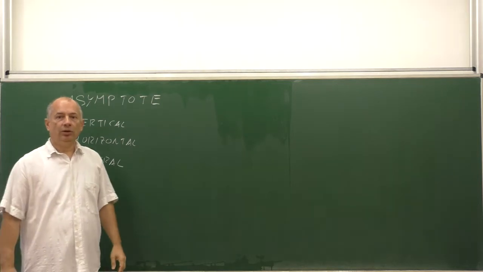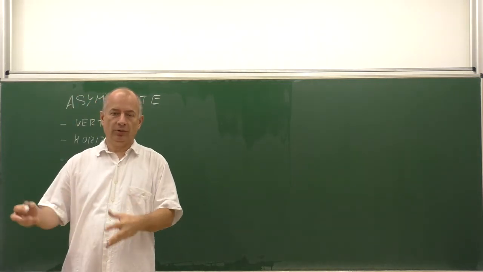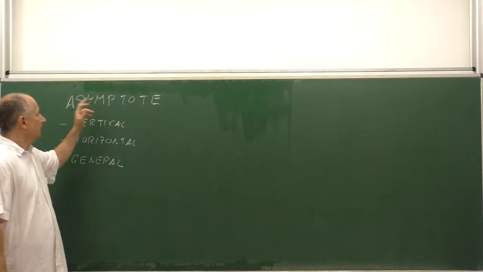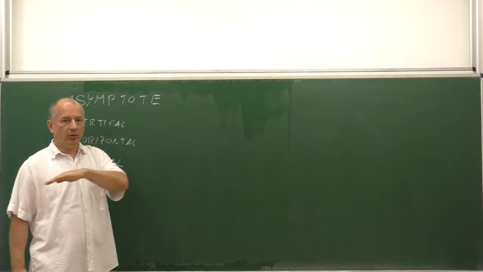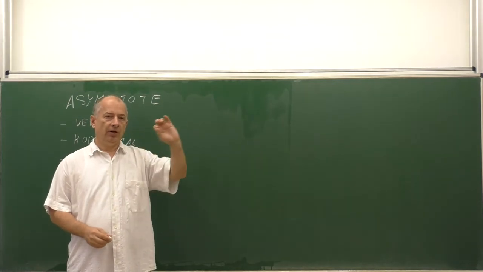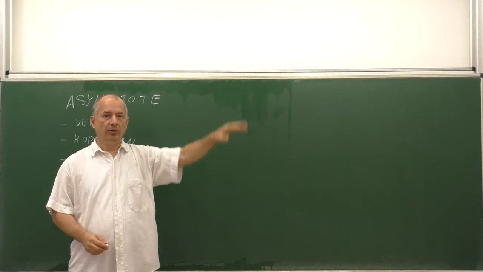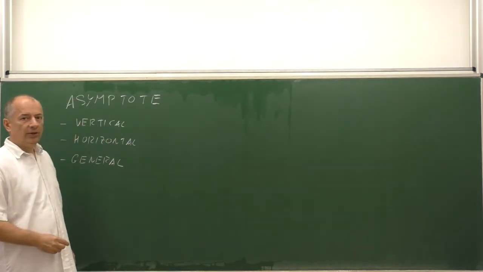And the last point in this chapter, where we prepare tools for investigation of a function, is how to find asymptotes. An asymptote is a straight line with the property that the graph of the function goes closer and closer to this line if we go far away from the origin. And there are three types of asymptotes.